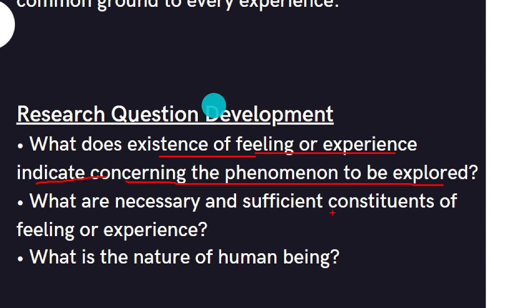So, next, what are the necessary and sufficient constituents of feeling or experience? Bakit nila naramdaman yun during that time? Okay? So, ano yung naging kanilang response nung na-experience or na-encounter nila yon? And lastly, phenomenological research would want to know what is the nature of human being. Ano ba ang ginagawa ng tao sa isang senaryo? Okay? So, sa isang pagkakataon.